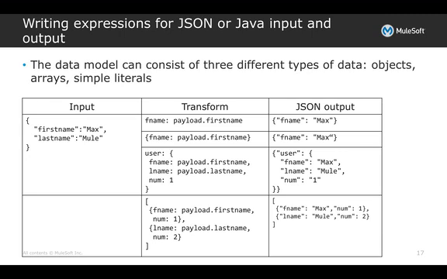If we look at the input on the left, which contains first name Max, last name Mule, and then the transformations in the middle column, you can see how they correlate to the different outputs. So if you look inside of this second row here, fname, payload.firstname, you can see how that structure builds out the key fname and puts Max inside of it.